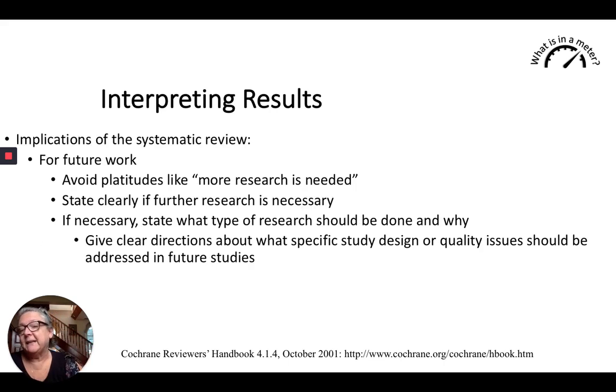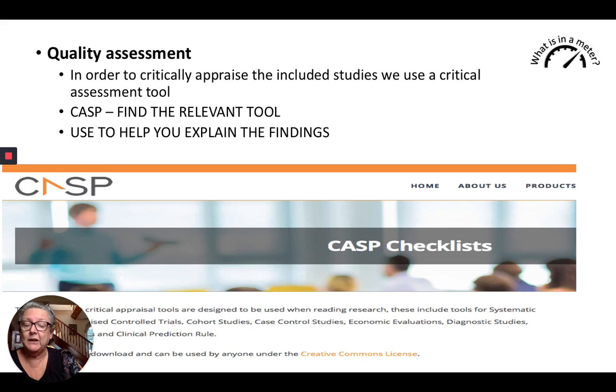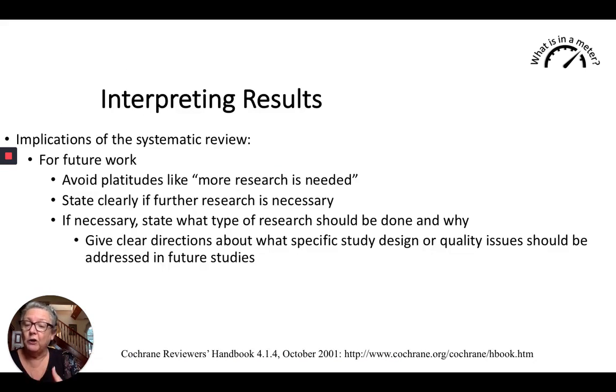So you have to have implications for the systematic review. Please don't say more research is needed. State clearly if further research is necessary. What kind of research? We always have at the end what the limitations are, and there are lots of issues around how you couldn't pull data together. I think that is really important to understand, as well as talking about what the message is from the results that you've found.